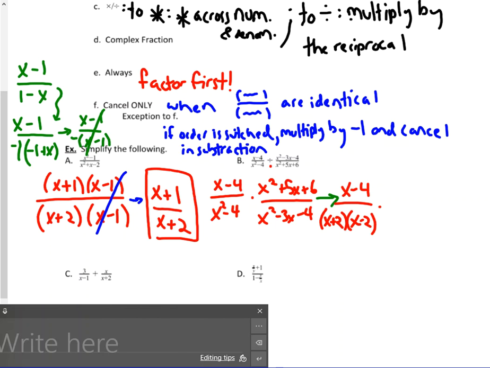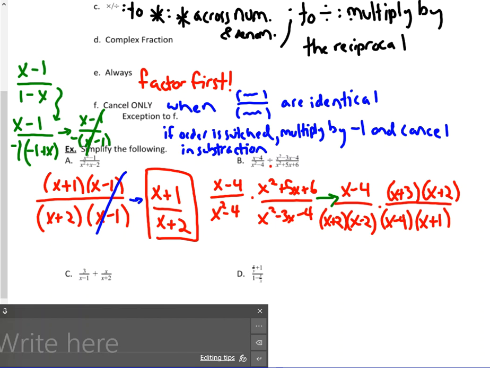X squared plus 5x plus 6. It's going to be x plus 3 times x plus 2. And x squared minus 3x minus 4 is x minus 4 times x plus 1.